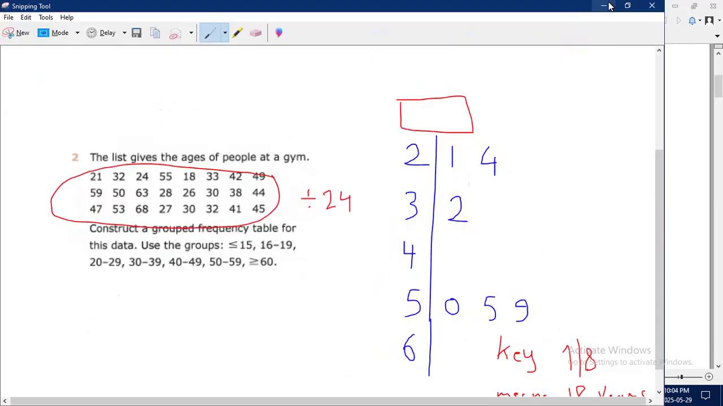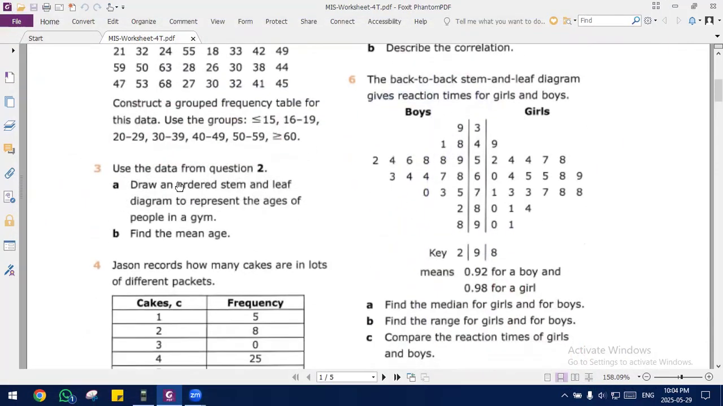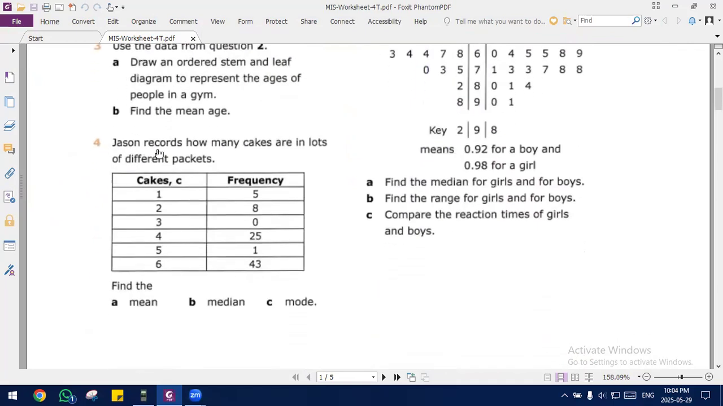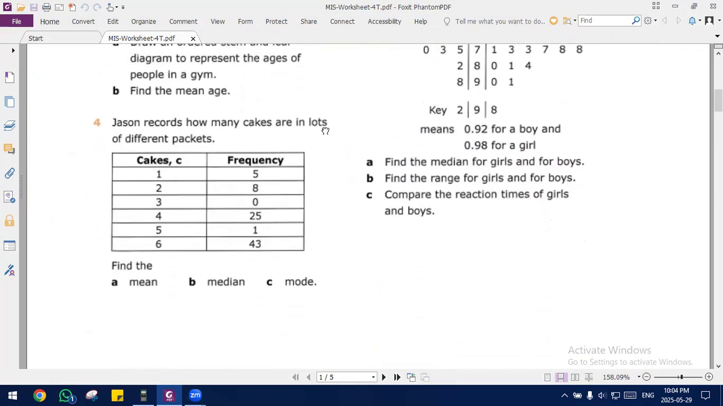Okay, now let me close this. Question 3. Use the data from, no, we did it, sorry. Question 4. Jason records how many cakes are in lots of different packets. So we have 1 cake, 2 cakes, 3 cakes. But what does that mean? You need to understand, for example, this: 25 packets, each one of them has 4 cakes, okay? So only this part is 100 cakes, because I have 25 packets that each have 4 cakes. We understand the data.